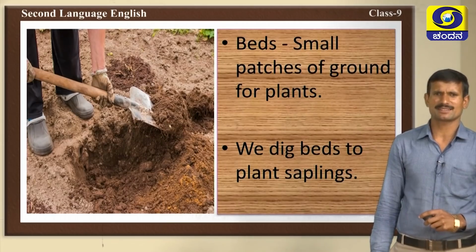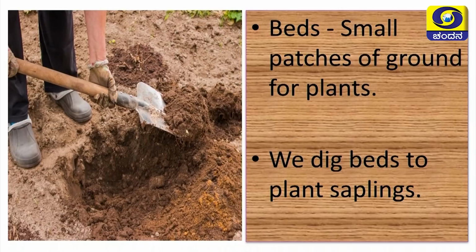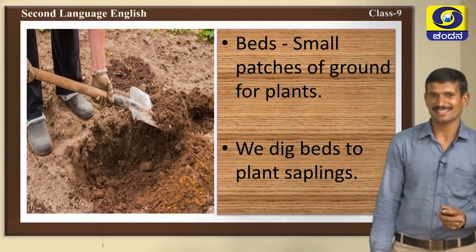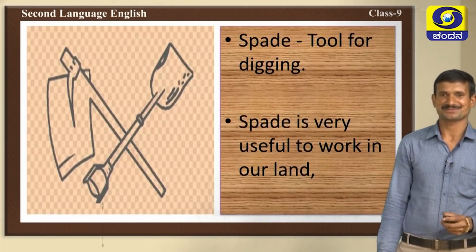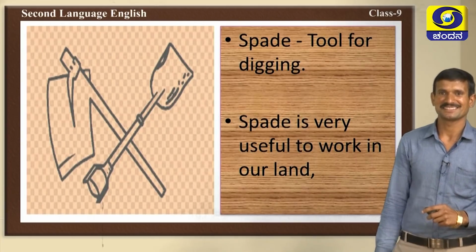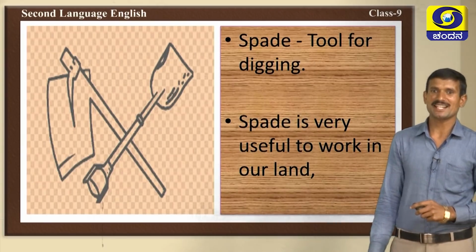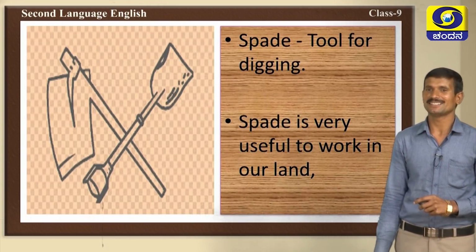Next one. Beds. What is the meaning of beds? Small patches of ground for plants. You know, beds we use to sleep. That is another meaning of bed. Beds means small patches of ground for plants. We dig beds to plant saplings. Yes. Next one. Spade. Very good. A tool for digging. A spade is very useful to work in our land.